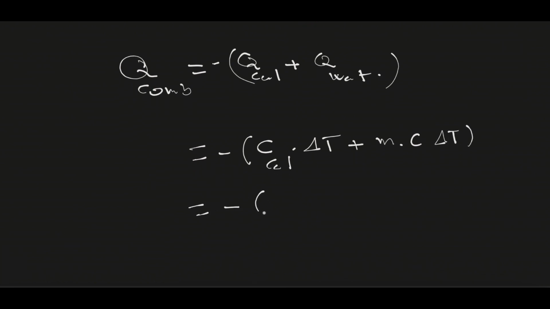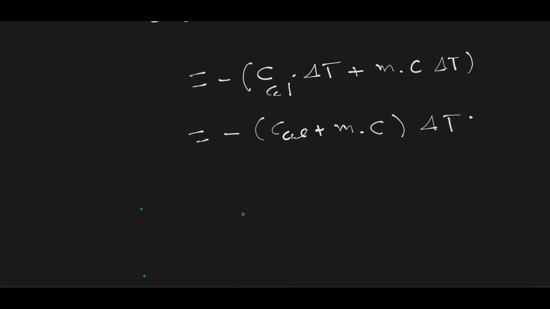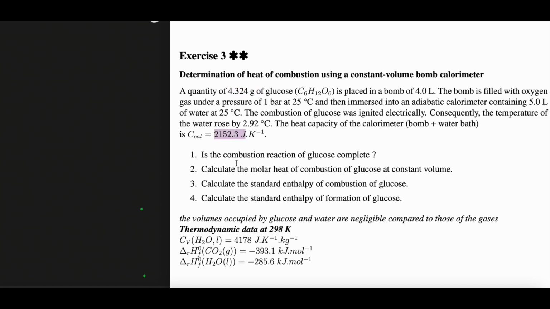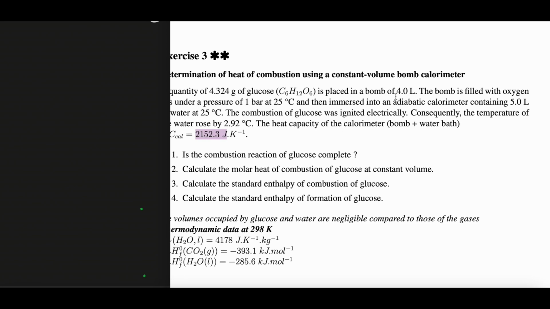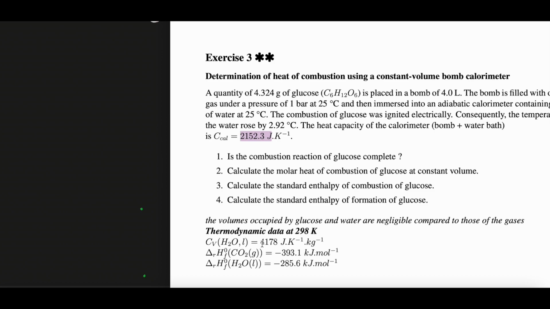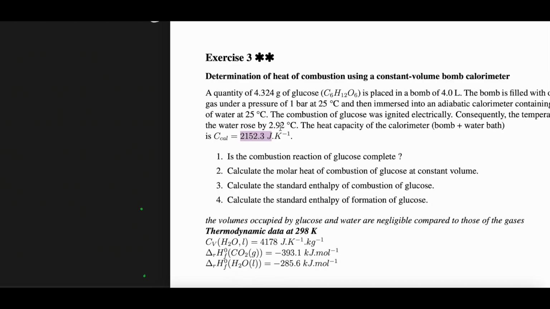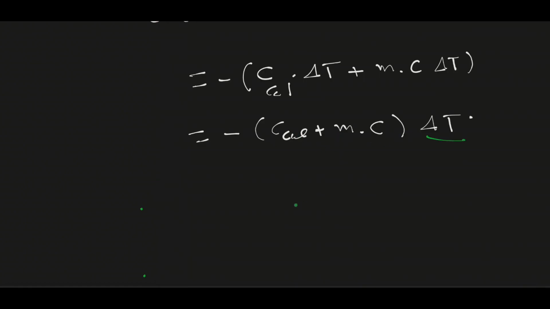Now we can write as follows: C of the calorimeter plus mass of the water times the heat capacity of water, times delta T. Now, we know that the heat capacity of the calorimeter is given, and here is its value, 2152.3. And also the mass of water, here we know that we have 5 liters of water at 25 degrees Celsius. And also the heat capacity of water, which is equal to 4178 joule Kelvin gram minus 1. And the variation in temperature is given as 2.92 degrees Celsius. So all these values are given. Now we can plug each value into this equation.